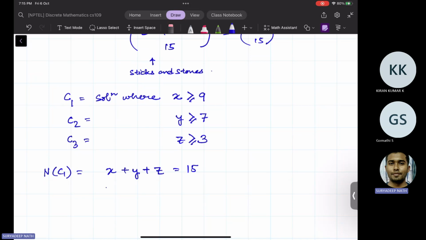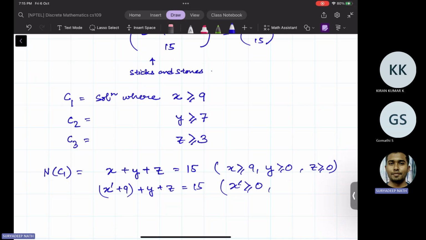Now we are saying that x can be written as x bar plus 9. Here it was x greater than or equal to 9, y greater than or equal to 0, z greater than or equal to 0. In this case, we have 15. We can now write x bar greater than or equal to 0, y greater than or equal to 0, and z greater than or equal to 0. So basically we subtract this 9. So it becomes x bar plus y plus z equals 6.